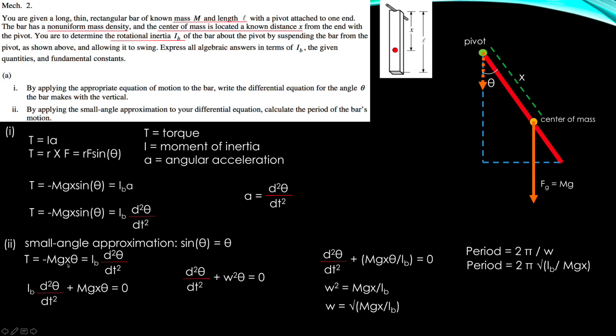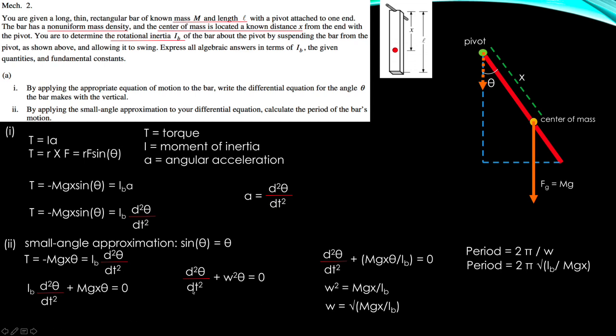So we can add this to this side, okay? So I b d squared theta over dt squared plus mgx theta is equal to 0. The reason we want to do that is because any sort of swinging motion or harmonic motion has a general equation: d squared theta over dt squared plus omega squared theta is equal to 0, where omega is the angular velocity. Okay, that's just a general equation that's given for motions such as this.